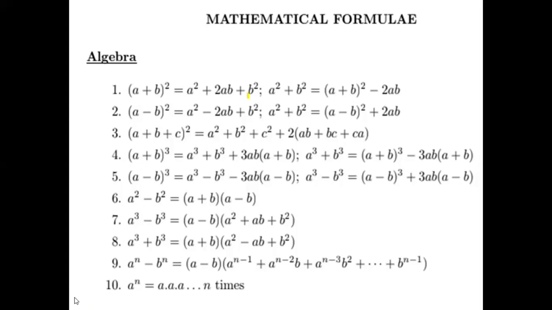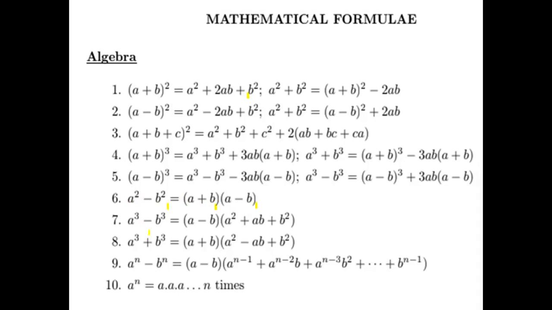A square minus b square formula. This is important. We will need it in many places later. A square minus b square, if it is there, it is a plus b into a minus b. A square minus b square, that is a plus b into a minus b.